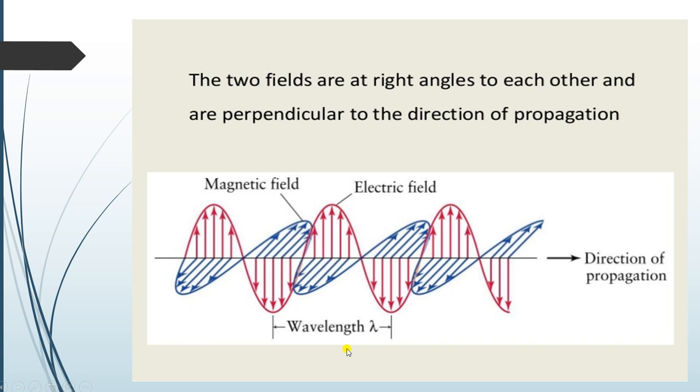So whatever the distance between the two troughs, or whatever the distance between the two crests, that distance is known as wavelength. What do we call it? We call it wavelength, generally having the sign of lambda.